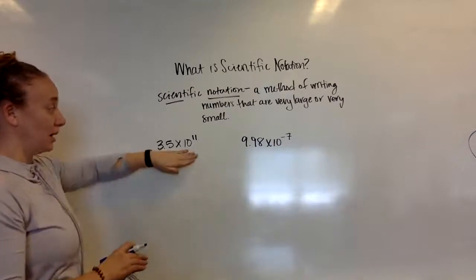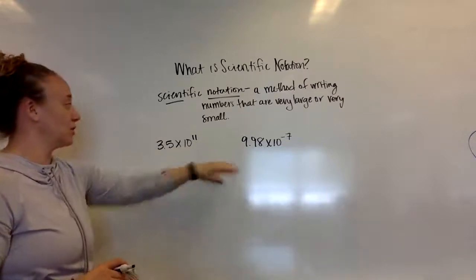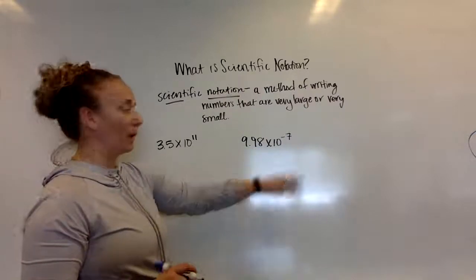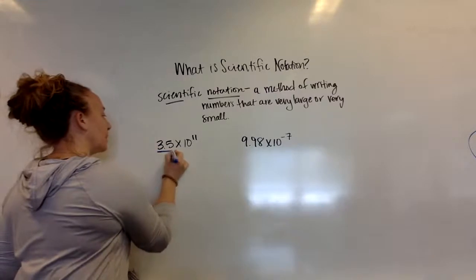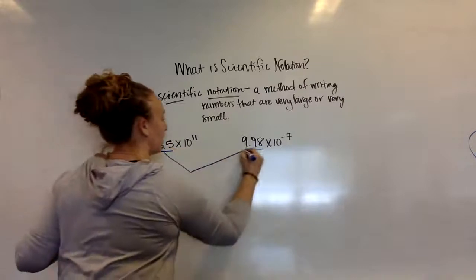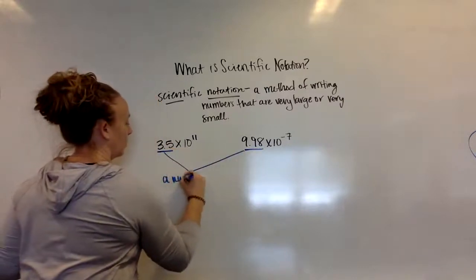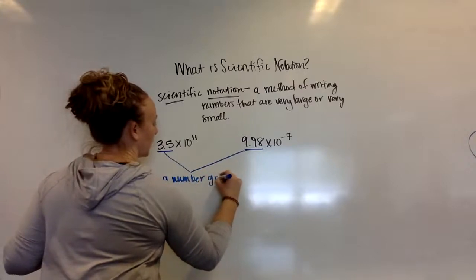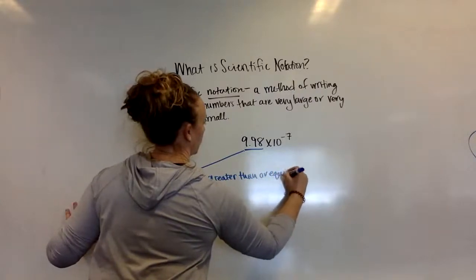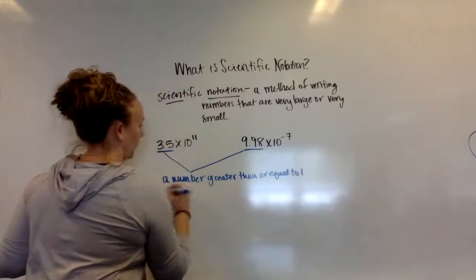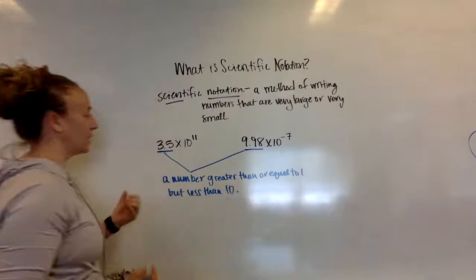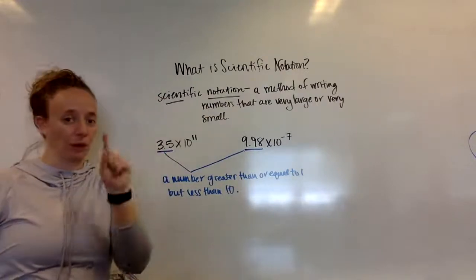So scientific notation. These two numbers are written in scientific notation. We have 3.5 times 10 to the 11th power and 9.98 times 10 to the negative 7th power. Now, if it is truly written in scientific notation, the first number will be greater than or equal to 1, but less than 10. So in other words, the number in front of the decimal point will be a one-digit number.